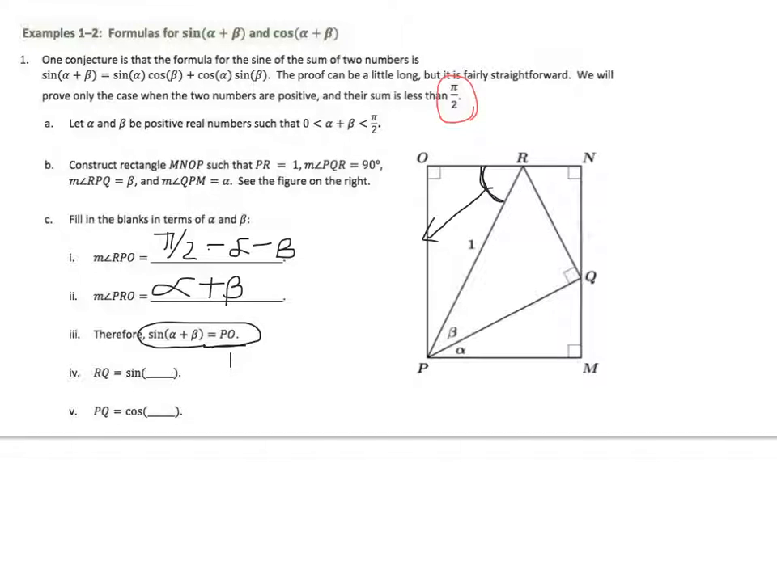How about RQ? RQ is right here. So if we look at beta, sine is opposite over hypotenuse. So sine of beta is RQ over 1, so we can say RQ equals sine of beta. Then PQ is adjacent over hypotenuse, so cosine of beta equals PQ over 1. Okay, let's move on.